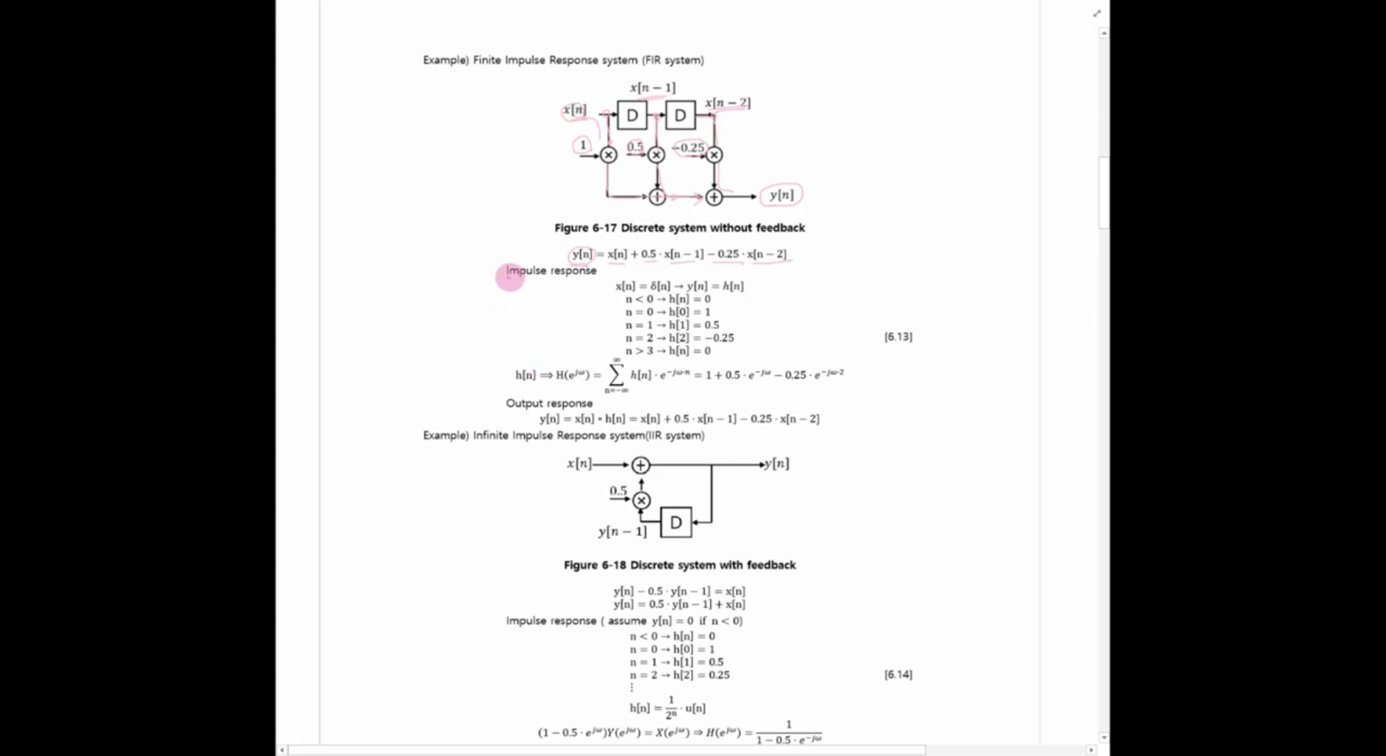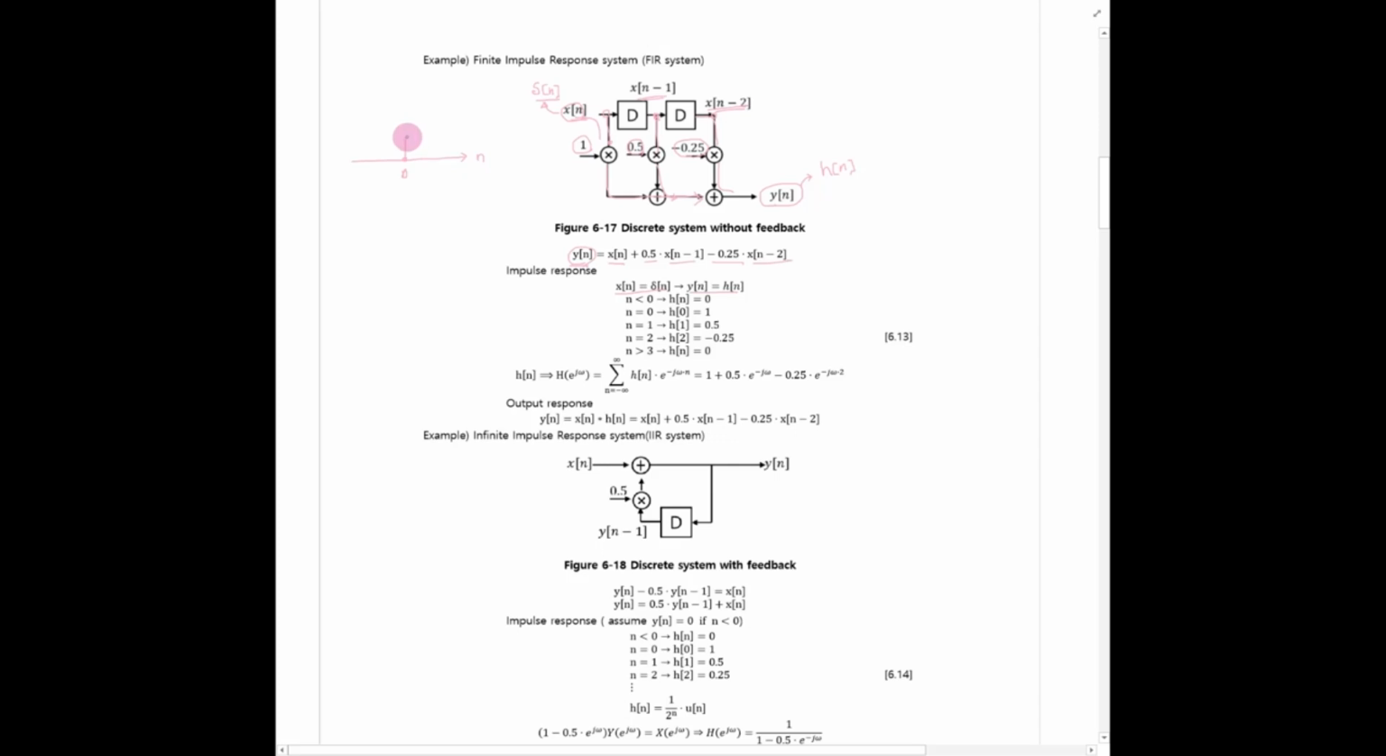We would like to find the impulse response. To find the impulse response, we need to apply an impulse to the input. So x[n] now becomes the impulse, and then the output becomes the impulse response of the system. If the input is an impulse, then the output becomes the impulse response. The impulse is 1 if n equals 0.